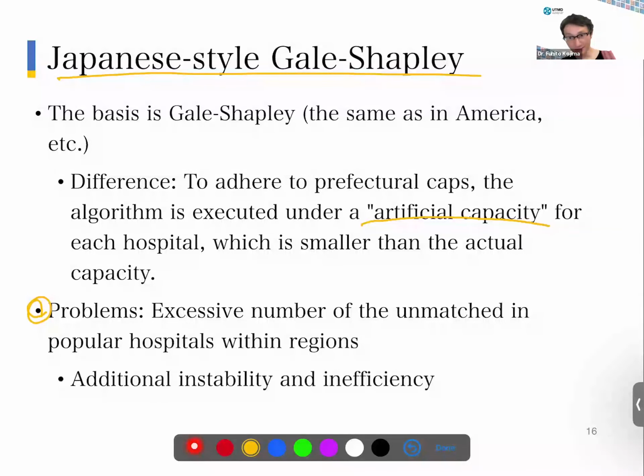So it turns out that even in places like Tokyo, there are hospitals that will fill in the artificial capacity, but also some hospitals may not attract nearly enough doctors, even wasting the artificial capacity, right? That means that if this artificial capacity in the unpopular hospital could be used for another hospital in the same region, which needs to reject doctors because of its small artificial capacity, then more doctors could be placed without really violating the regional cap. So, in other words, this simplistic change of the algorithm resulted in inefficiency.